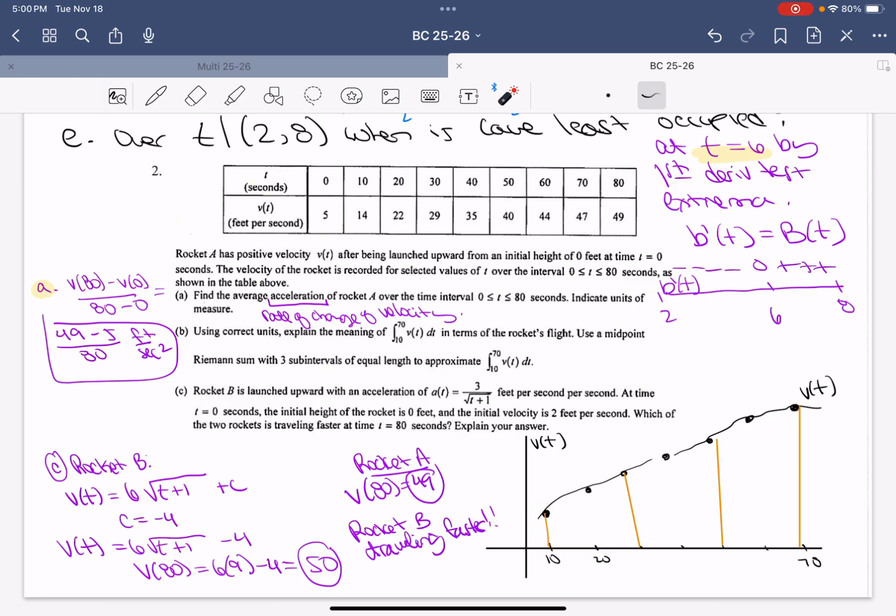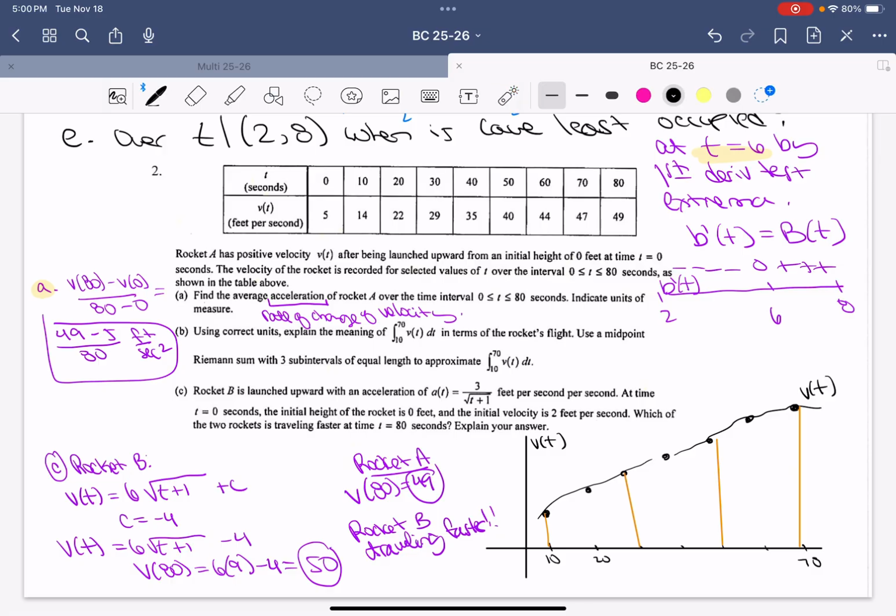If it was asking me for a right endpoint Riemann sum, I would draw the heights of the rectangles like this, right? And then I would use the table up here, for example, to find what this height is. This height right here is going to be the velocity y value, so that height is 29.